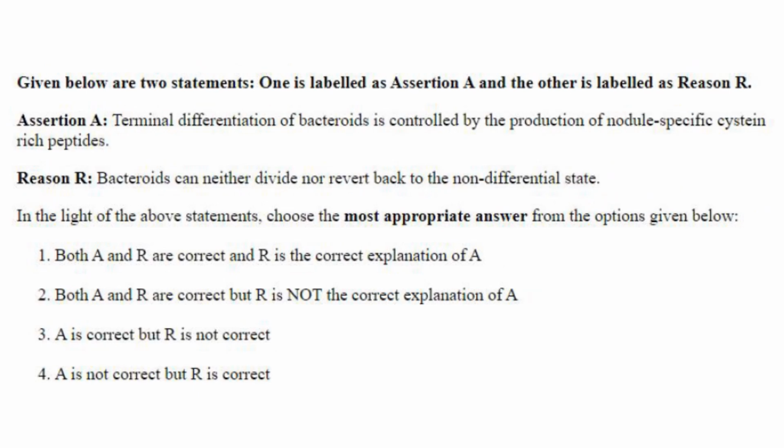Then next one. Terminal differentiation of bacteroids is controlled by the production of nodule-specific cysteine-rich peptides. That's correct. Bacteroids can neither divide nor revert back to the non-differentiated state. Yes, that is the reason for A. So both A and R are correct, and R is the correct explanation of A.